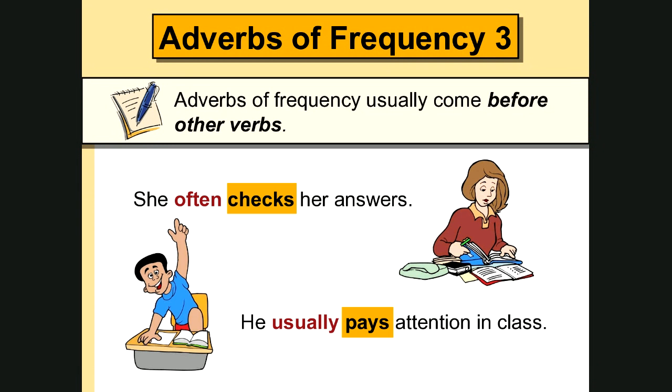But if you are having a verb different from the verb to be, so other verbs, they come before the verb. Yes. She often checks her answers. He usually pays attention in class. So that's something you have to take into account and pay a lot of attention to when writing or using it in an oral way.